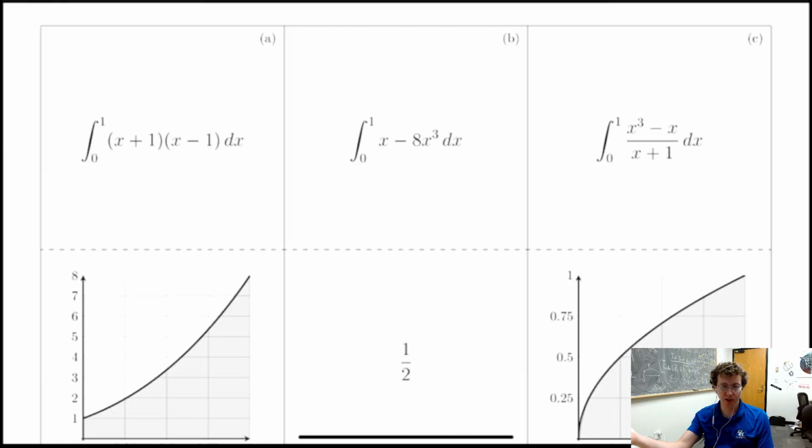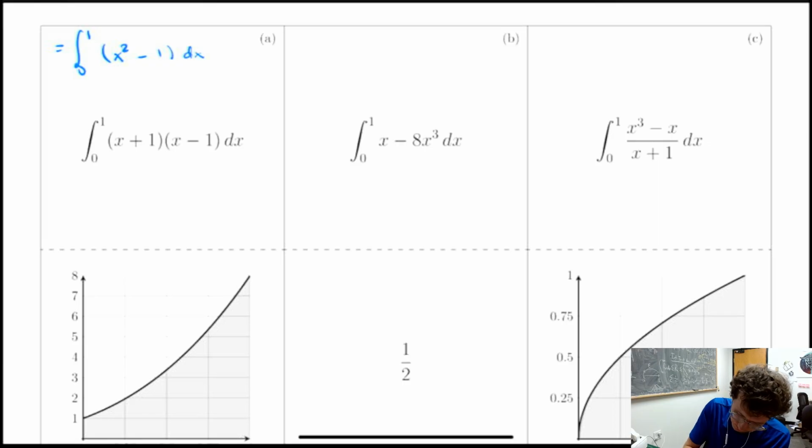For the same reason, essentially, that the derivative of a product is not the product of the derivatives. We need to use the product rule when we differentiate. So how would I find an antiderivative? Well, I would just first expand out the integrand. If I FOIL this out, I get x squared minus 1.